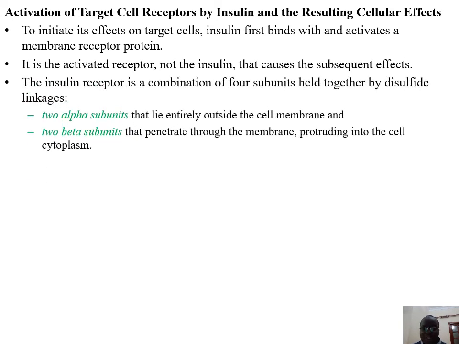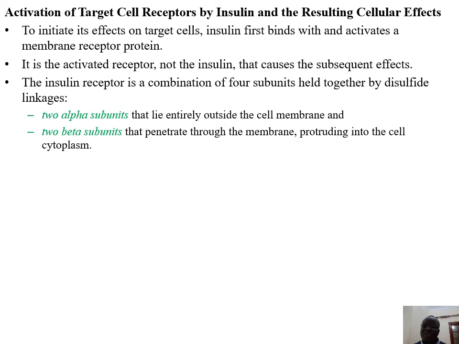The insulin receptor is a combination of 4 subunits held together by disulfide linkages, 2 alpha subunits and 2 beta subunits. So we have 2 alpha protein subunits and 2 beta protein subunits. This is the structure of the receptor. The 2 alpha protein subunits lie entirely outside of the cell membrane. The 2 beta protein subunits penetrate through the membrane, protruding into the cell cytoplasm.